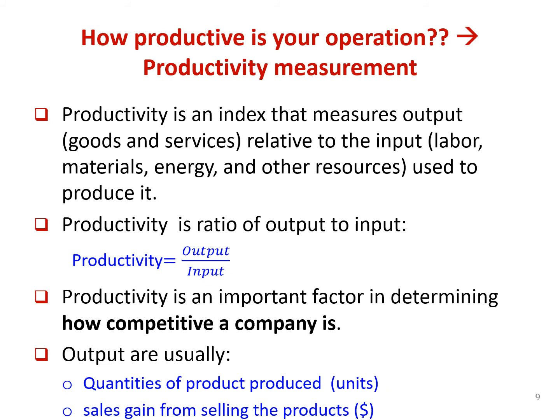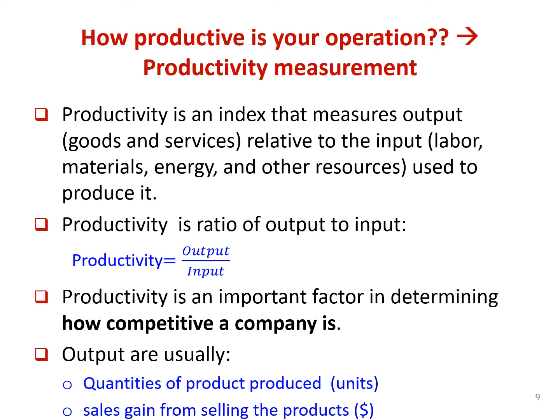So basically, we want to know how productive our operation is. So we need to measure the productivity. So what is productivity? It is an index that measures output, which is our product, goods or services, relative to the input used to produce it. So input is whatever you put into the production to produce your product.